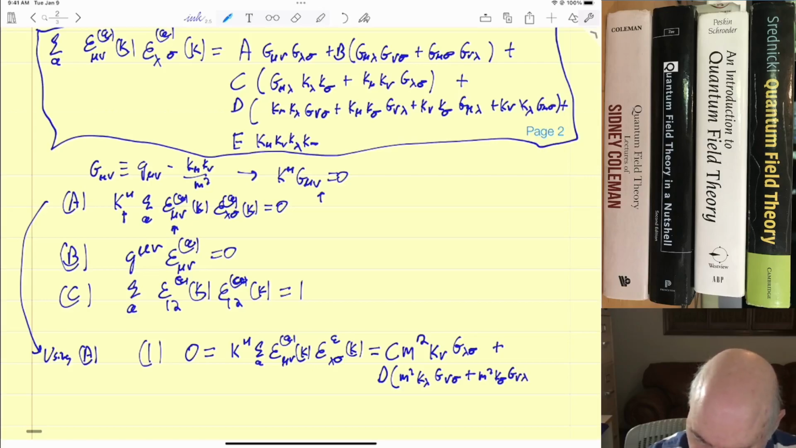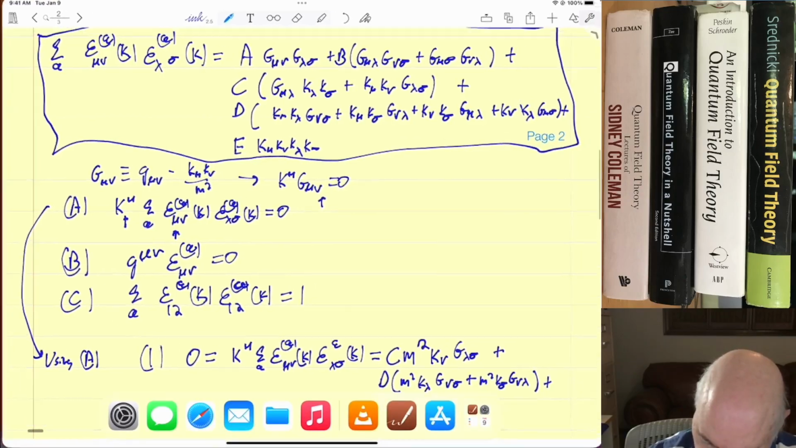Now k mu g mu lambda is killed here and is killed here. So that gives me the D term. And then I'm going to get plus E. K mu is m squared. So I'm going to get E m squared k nu k lambda.